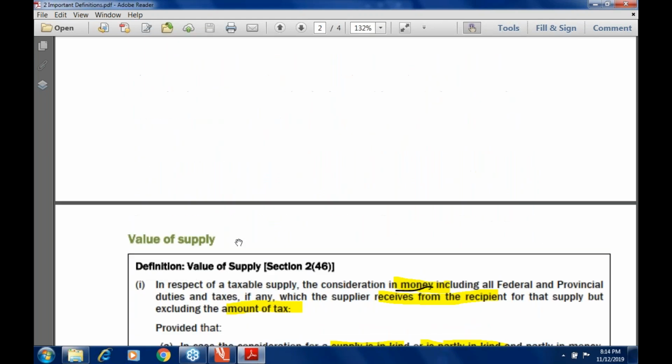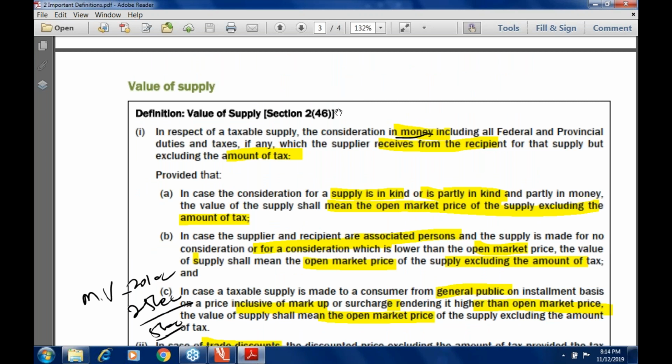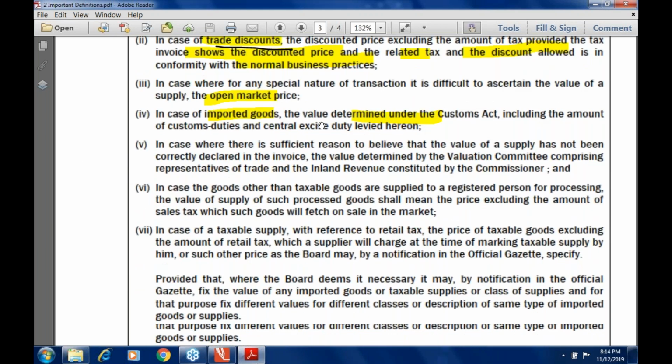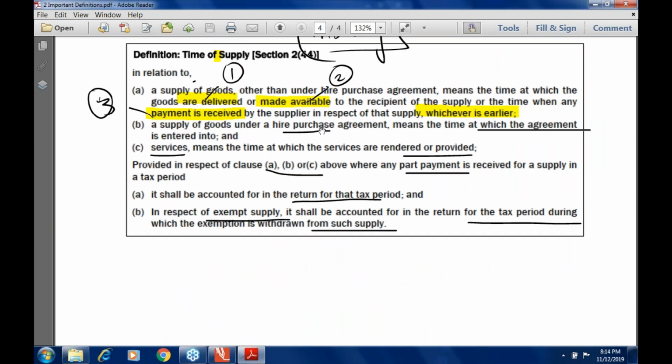And then we talked about the concept of value of supply. The overall crux of the value of supply was that the value of supply is going to be the price, which is the open market price, even if you receive the consideration in kind. Then we talked about the concept of time of supply.